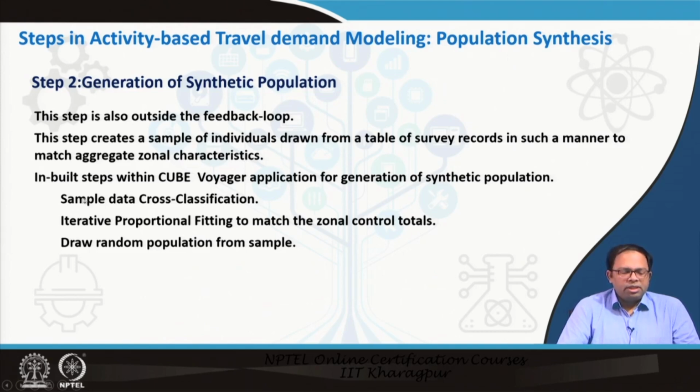First we have cross classification data for different zones, and based on the sample data we can do different kinds of cross classification. We can segregate the population, and then we do iterative proportional fitting to match the zonal control totals along with the survey data, and finally we can draw a random population from the sample, and we add that to our synthetic population until the zonal total matches. This process has been detailed out in our earlier lectures, so you can check those. This is an inbuilt step in Cube Voyager, and using this we can also generate synthetic population for activity based models.